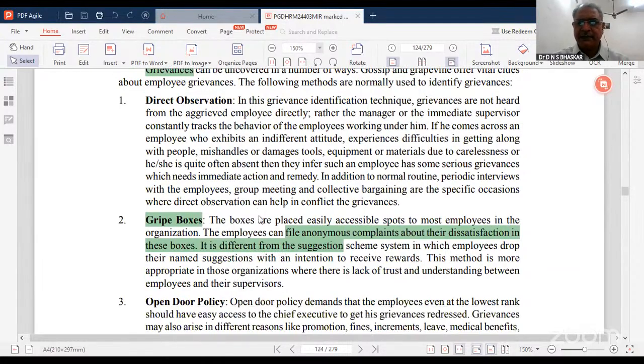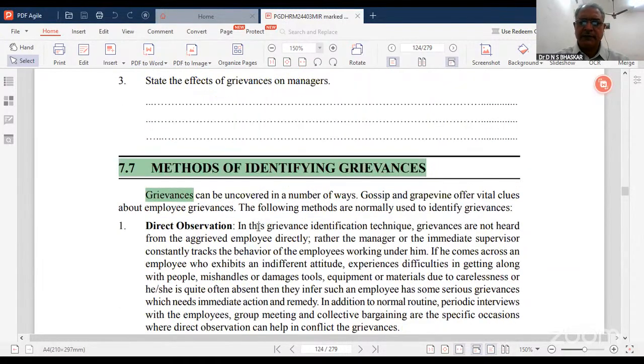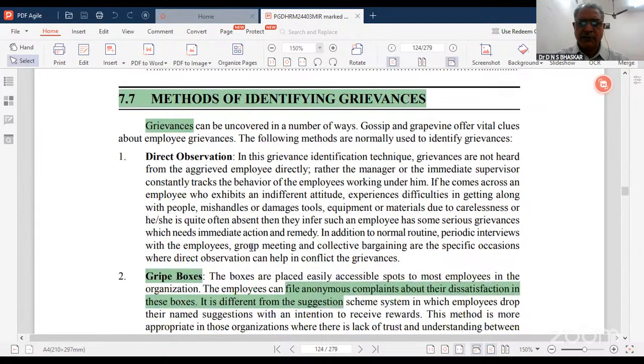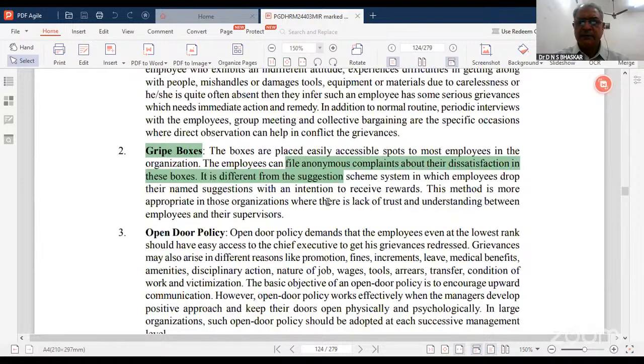Methods of identifying grievances is another important question. The first is direct observation. If you observe an employee who is strained or facing a problem, it can be understood easily, and he can discuss it with the manager directly. That is the direct observation point. And grip boxes are another important tool.